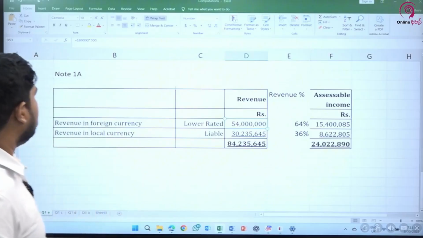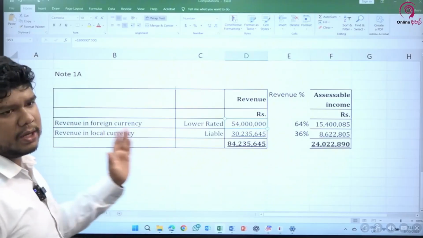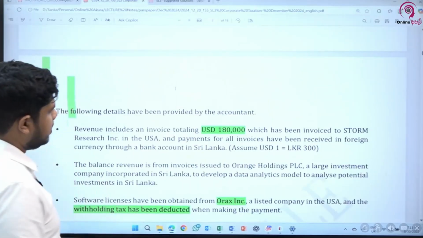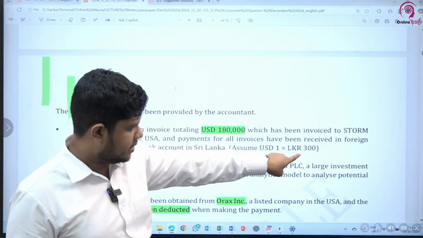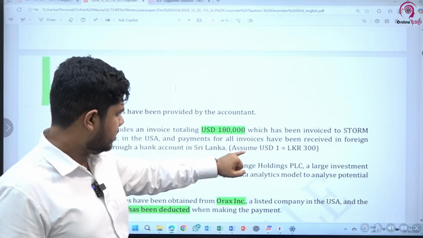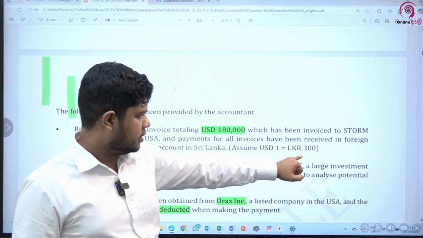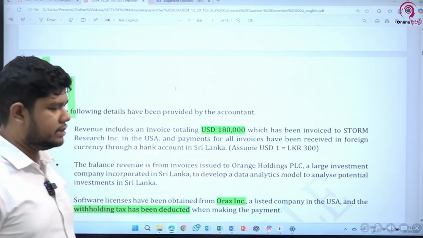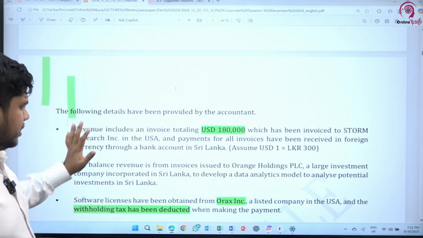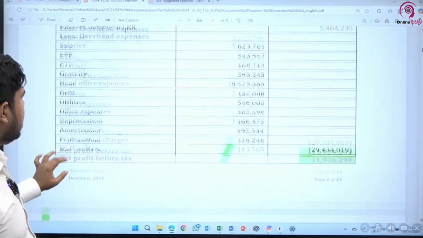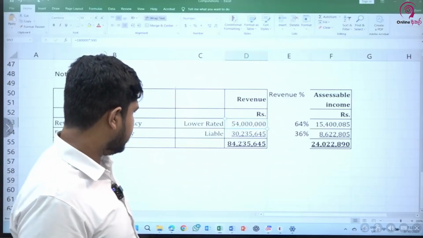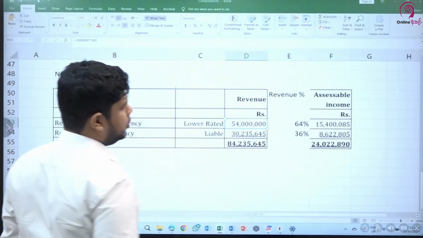Here you take 180,000 into 300. 180,000 USD into 300. 1 USD equals 300 rupees. Then 180 USD equals 300 into 180. Right? Simple mathematics. I am not going to explain all this. So you take foreign income and you take local income. How do you take local income? Take total income minus foreign income. Right? So you find out the revenue proportion.